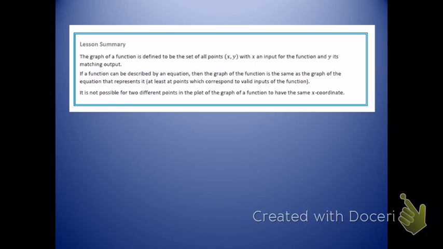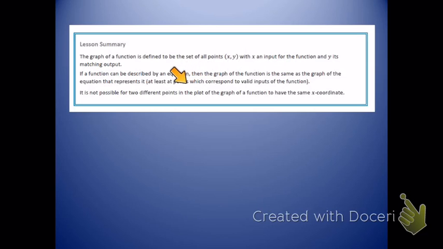Okay, again, what we've seen in this lesson is that the graph of a function is just a set of all points (x, y), where x is the input and y is the output. And if I graph all those points, I have the graph of a function. So if a function can be defined by a mathematical rule or by an equation, then the graph of the function, which is all the input-output pairs, is just the graph of the equation.